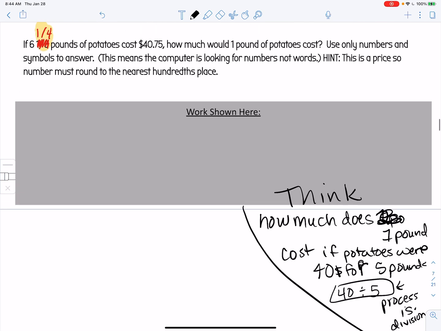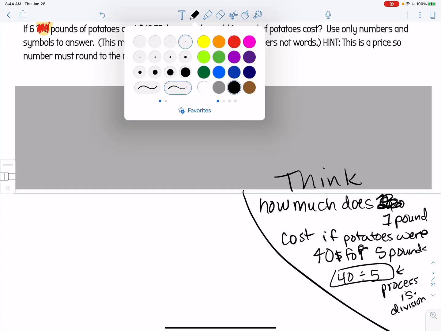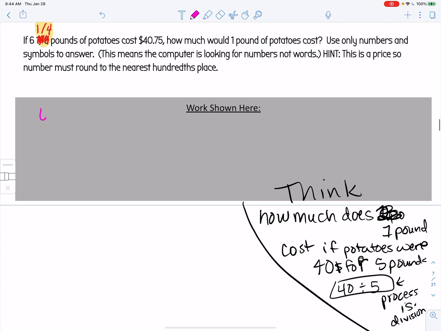So in this problem, I'll change colors so that you understand the part that you're supposed to be writing or typing. It says I have 6 1/4, and that's the pounds. If I look at my math problem down here, I did my money divided by my pounds. So I'm going to do that up here too: my money, 40.75, divided by my pounds, 6 1/4.